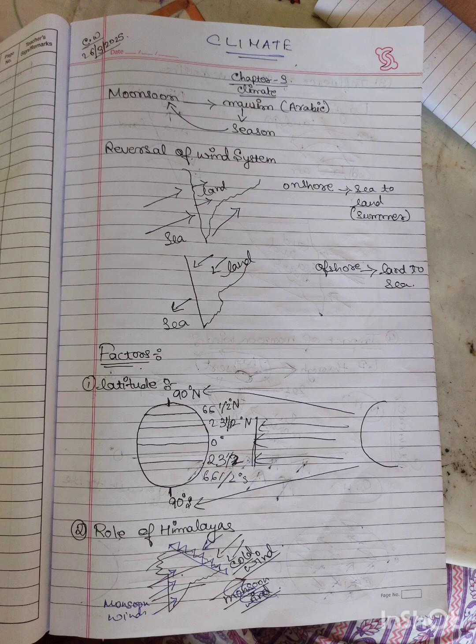Hello children, today I am going to give you some diagrams related to the chapter Climate from Geography class 10 in ICSE, and this chapter is included in class 9 in CBSE. So here I have given the diagrams that are related to the chapter.